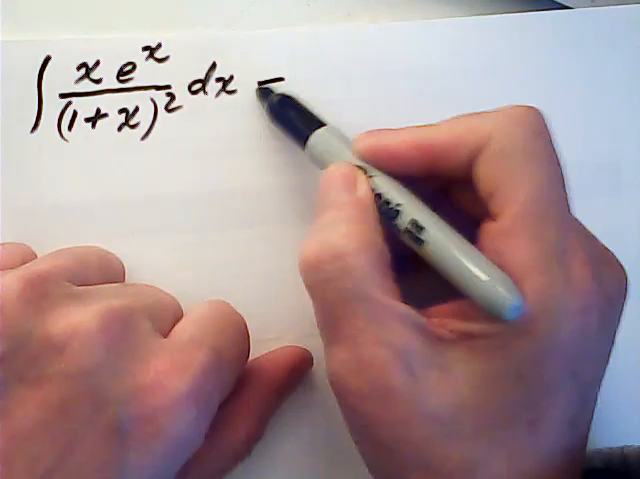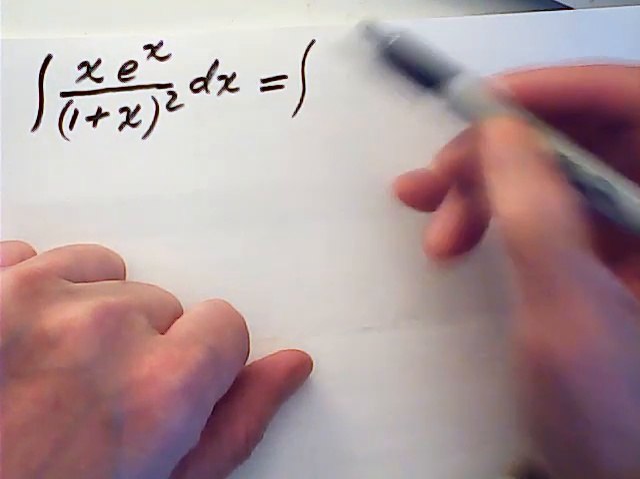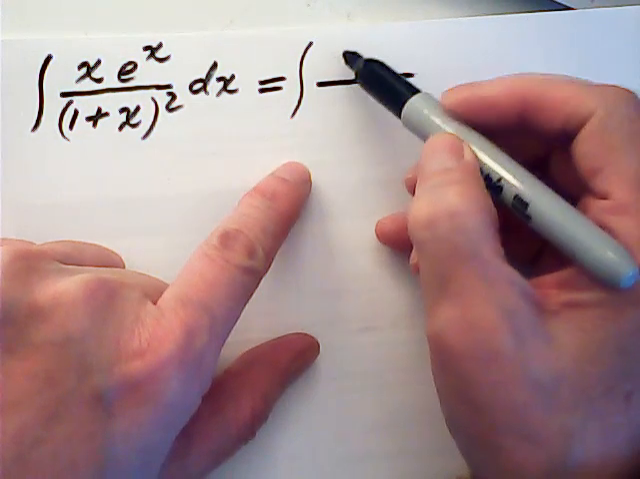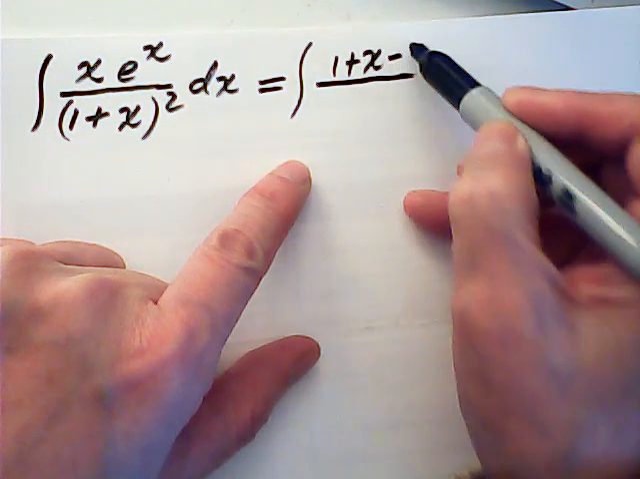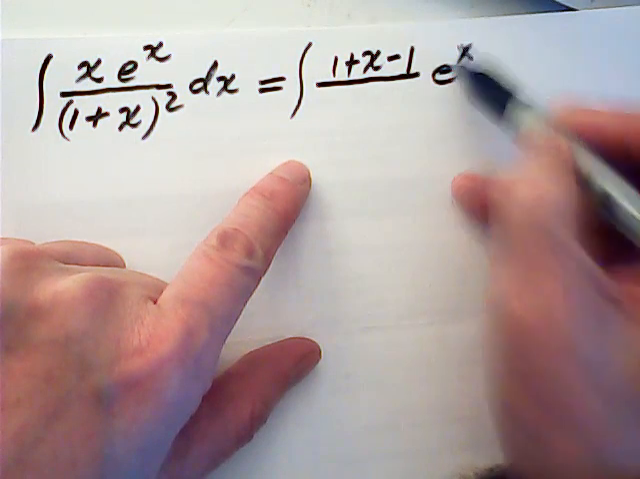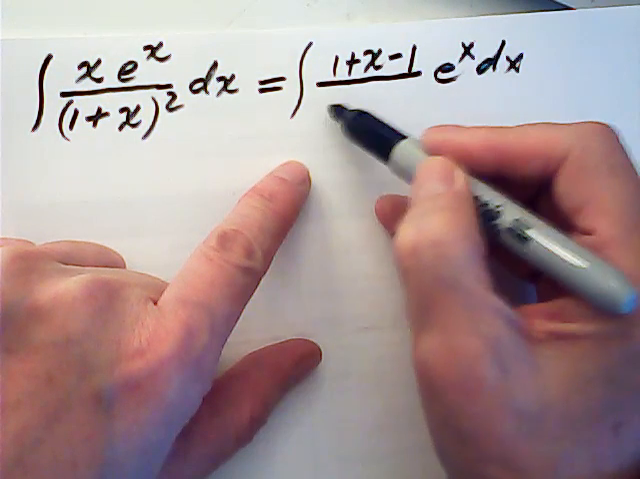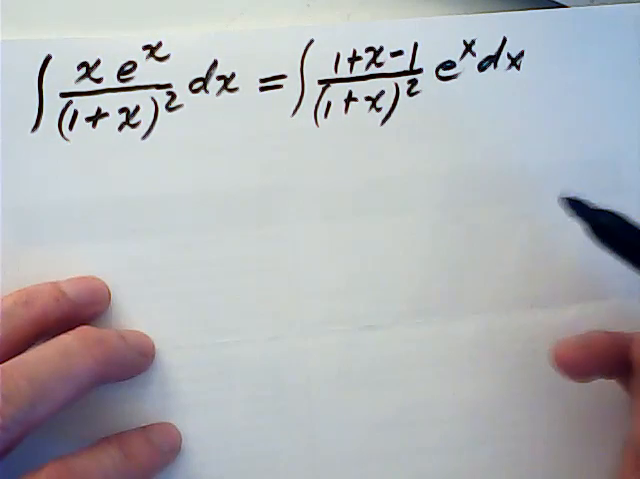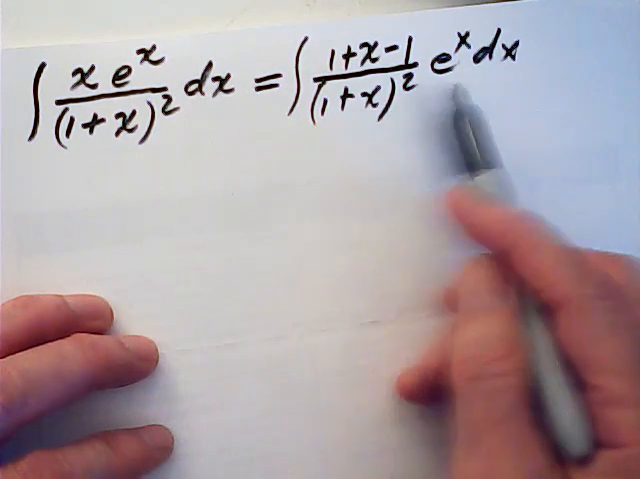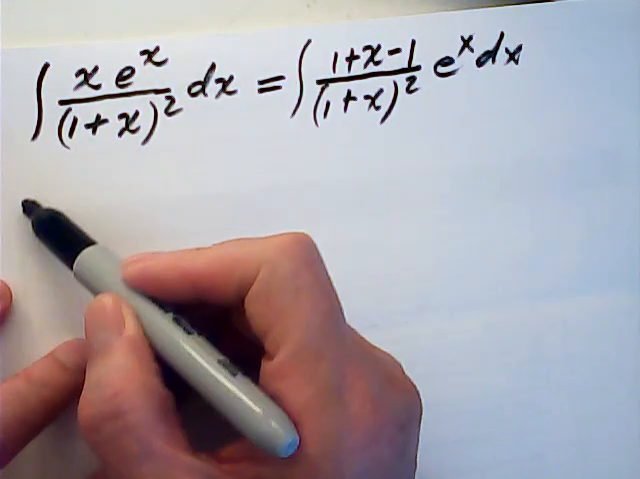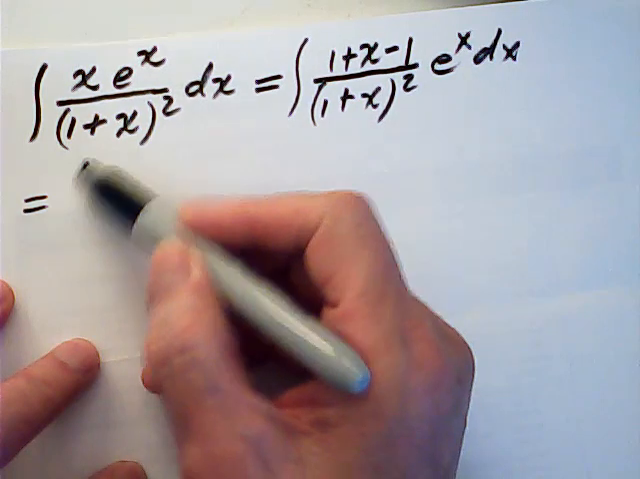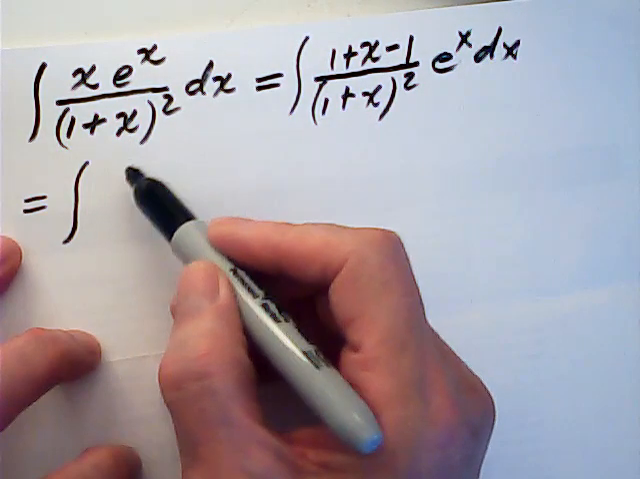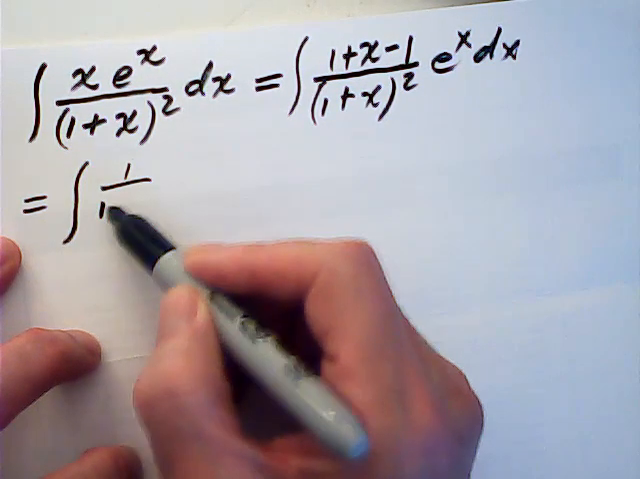Now this one, obviously I reform the numerator as 1 plus x minus 1, right? Then e to the x dx over 1 plus x squared. Obviously, I want to split this into two integrals. The first one is this over that. This will be 1 over 1 plus x, right?